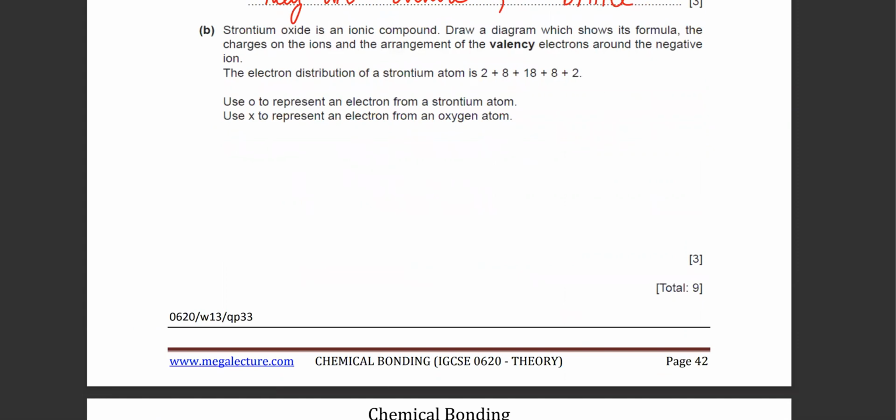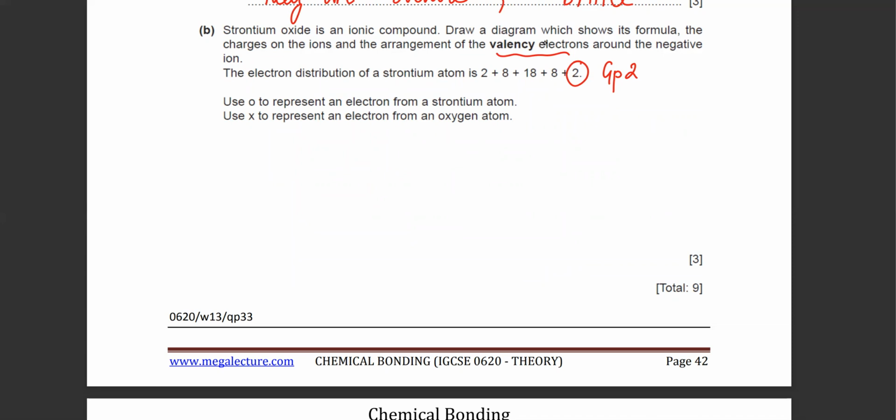You're saying strontium oxide is an ionic compound. Strontium is in group 2; you can just look at the valence electrons. So you can figure out strontium oxide: draw a diagram which shows its formula, the charges on the ions, and the arrangement of the valence electrons around the negative ion. He's talking about strontium and oxygen, right? And he's only talking about the valence electrons. Now you have to be careful. You don't have to draw all the electrons.